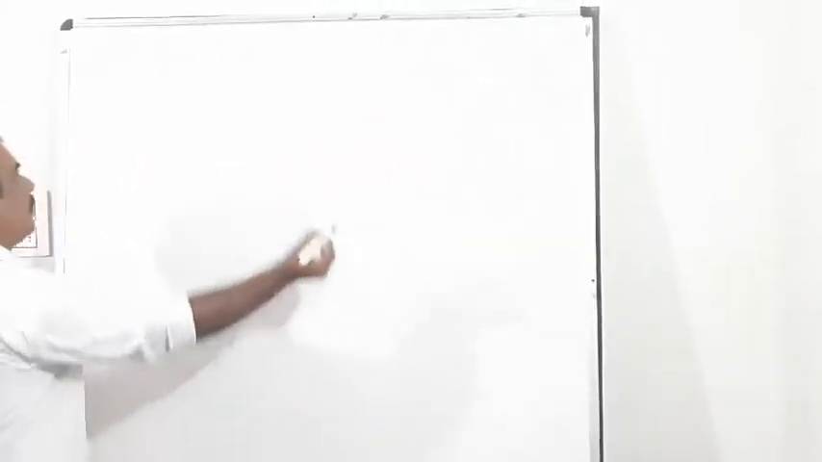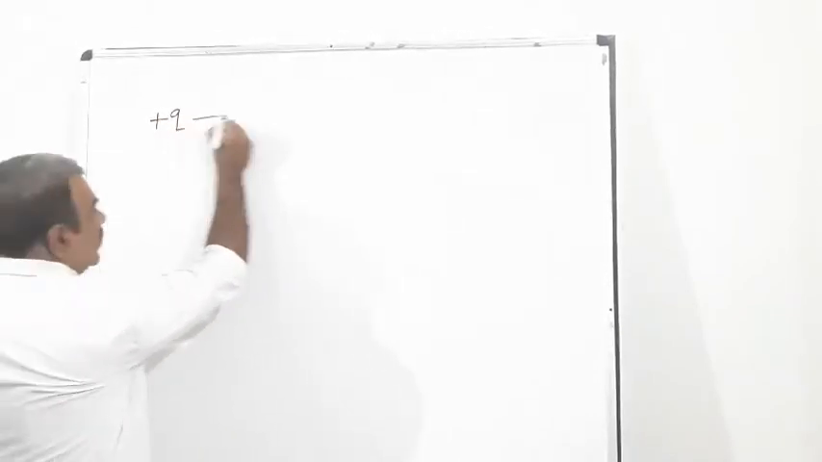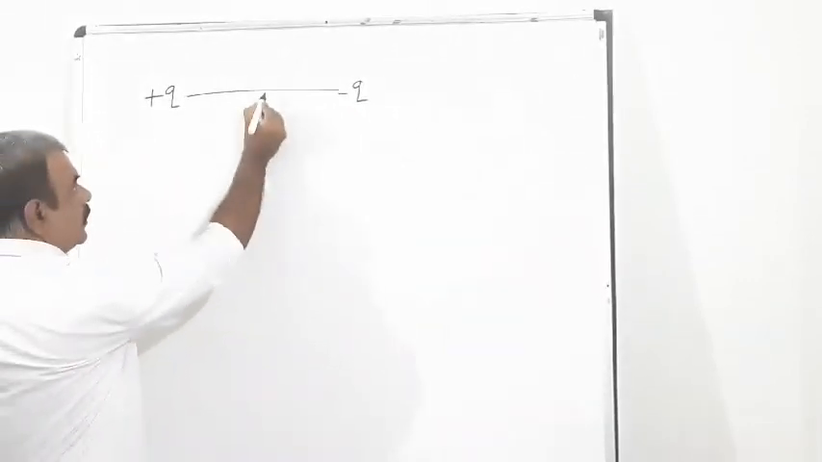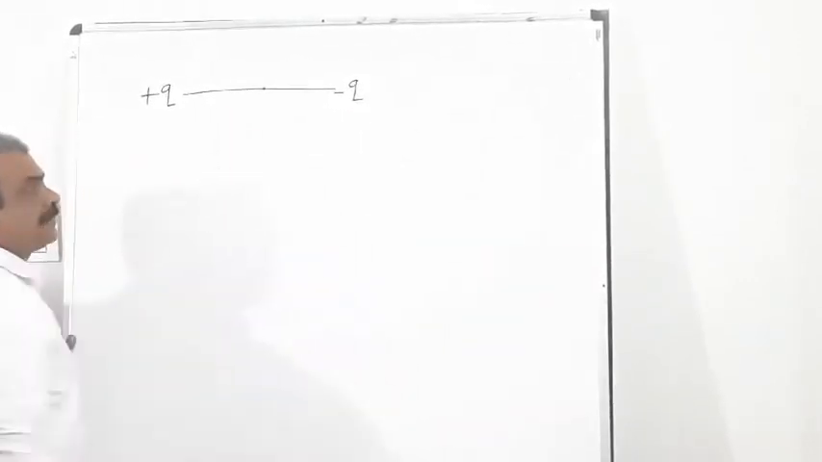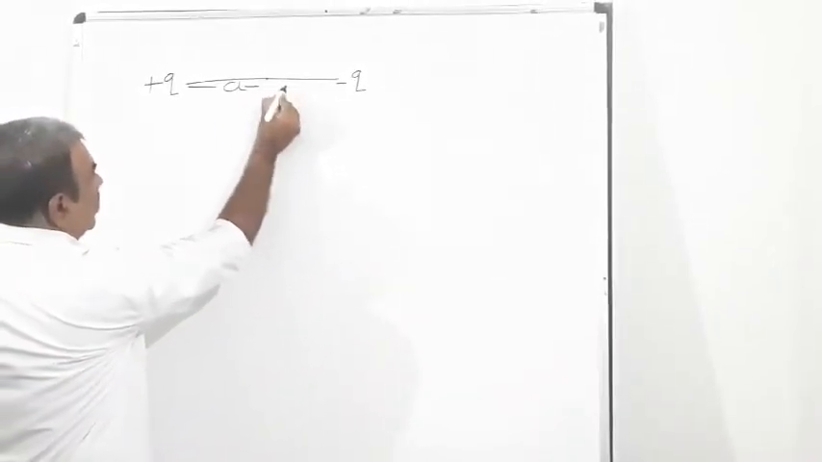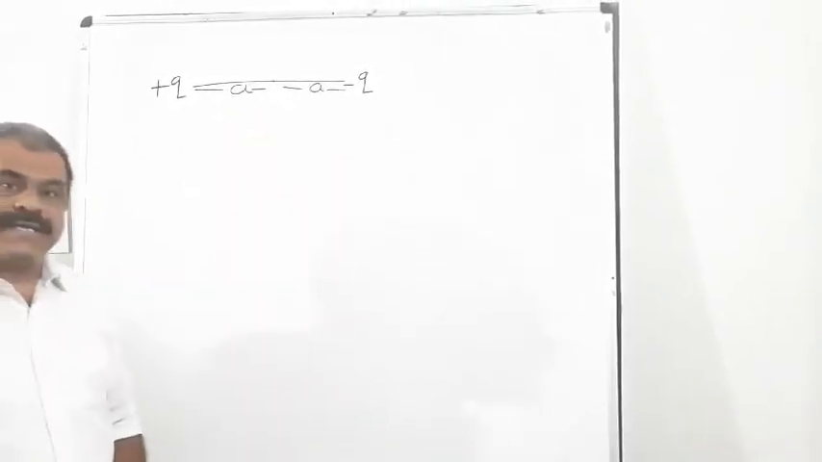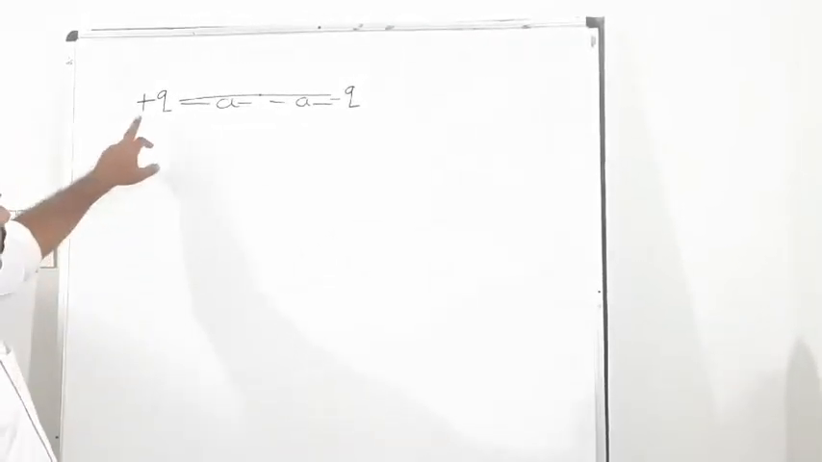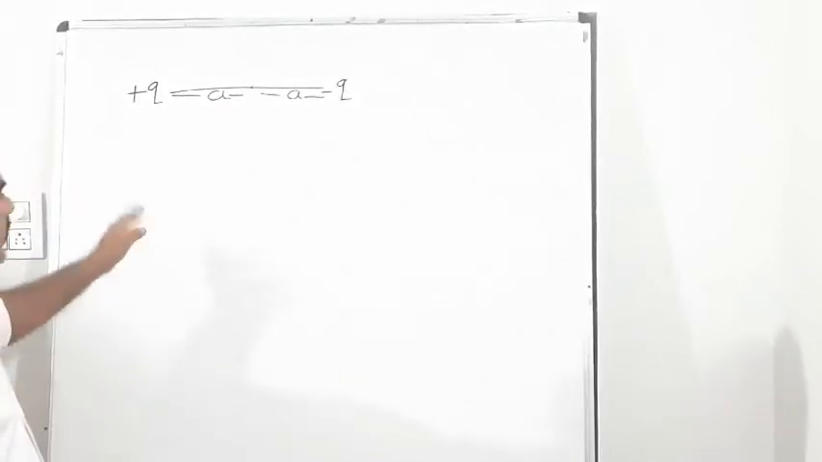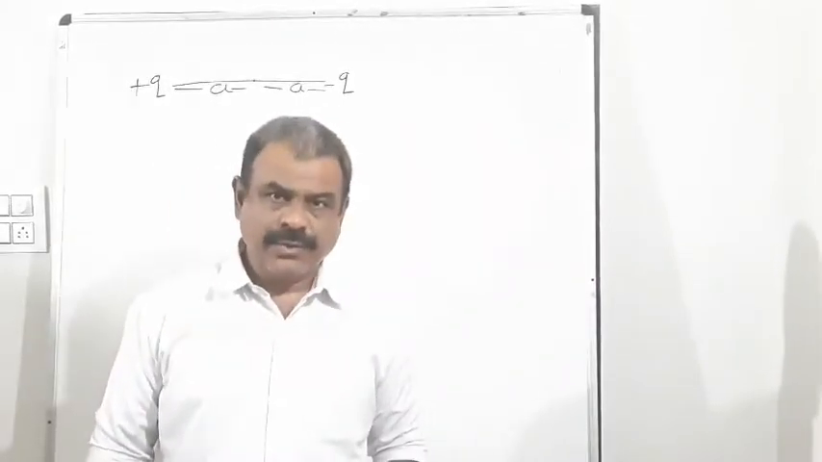See this arrangement. We have two equal and opposite charges, plus Q and minus Q. The center of this arrangement is over here. From the center, the distance of each charge is A. This arrangement is an electric dipole. So an electric dipole is a system of two equal and opposite charges. Naturally, as it is a system of two equal and opposite charges, the net charge of a dipole is 0.